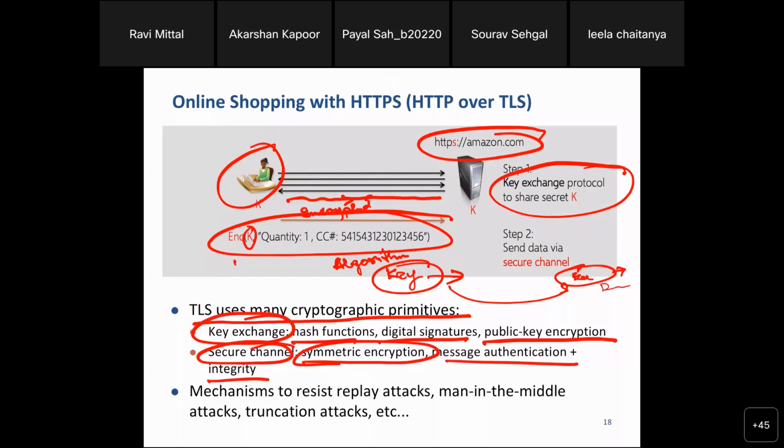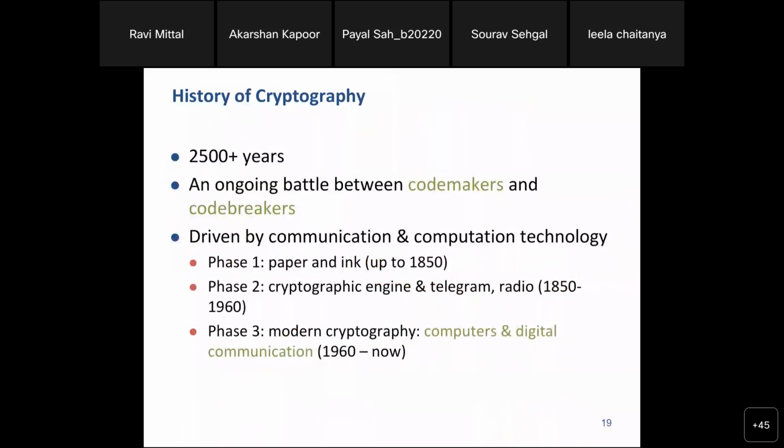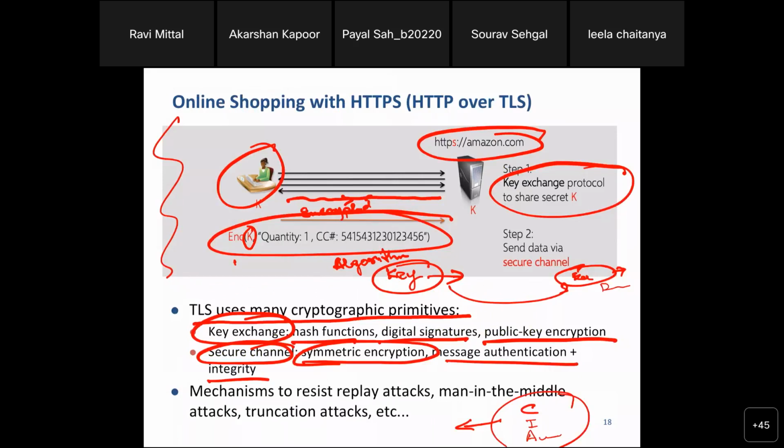Now you can relate to what we have studied so far: even something that looks very simple, like doing a transaction on Amazon.com, requires a large number of protocols, and all the properties that we have studied, like confidentiality, integrity, and authentication, should be preserved. And there are some attacks that we'll study, like replay attack, man in the middle attack, and so on. So a protocol like HTTPS should take care of these kinds of attacks. It means that this protocol should not allow these attacks.